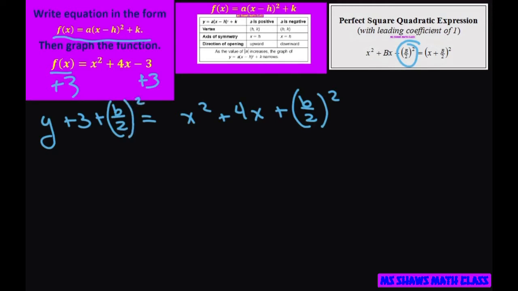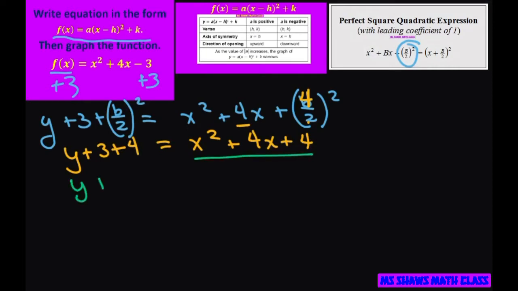Now, when you complete the square, you get x squared plus 4x, and b is 4. 4 divided by 2 is 2, squared is 4. So now we have y plus 3 plus 4. Now we're going to condense this side, and we get y plus 7 on the left-hand side. And to condense it, you just take x plus 2 squared.